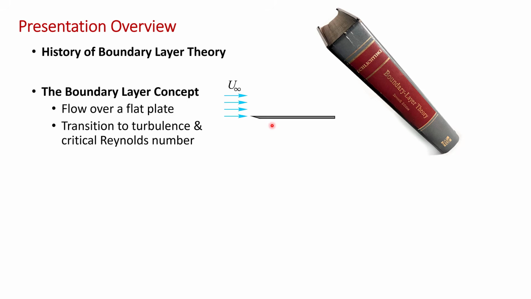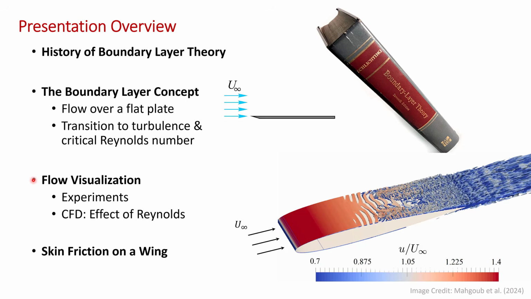This is another case where flow transitions from a smooth, steady laminar flow to an unsteady, chaotic turbulent flow. Again, like flow in a pipe, this phenomenon depends on the Reynolds number, but as you'll see, defined in a slightly different way. I'll also show you some very nice flow visualization results from a water tunnel and some CFD results.